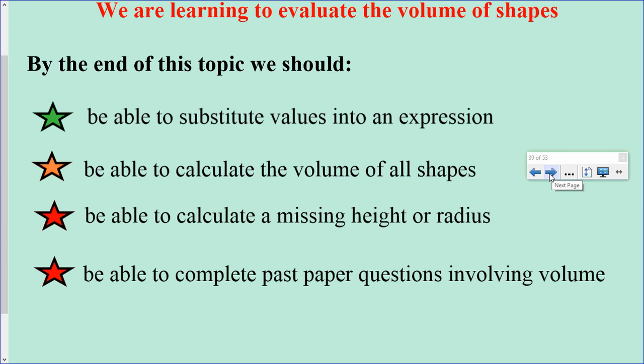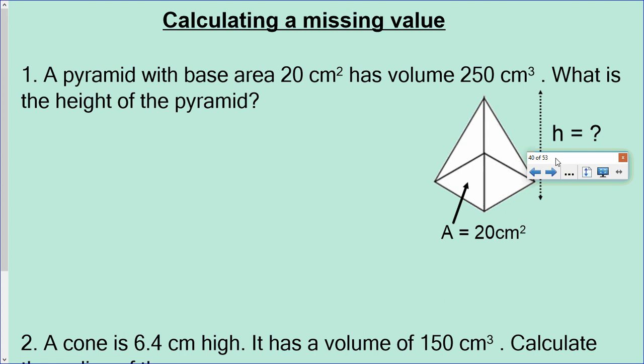Now, your missing height or radius questions that we're doing today are past paper questions, so it's kind of two birds, one stone. We've got a calculate a missing height: a pyramid with a base area 20 centimeters squared has volume 250 centimeters cubed. What's the height of the pyramid?